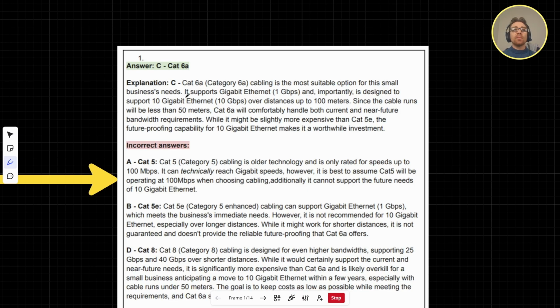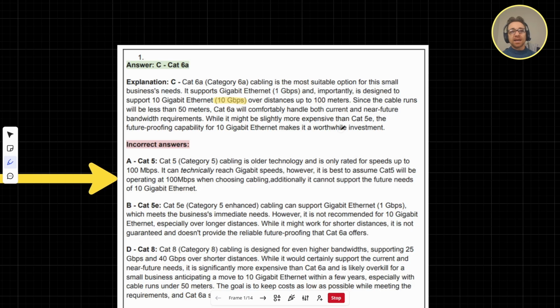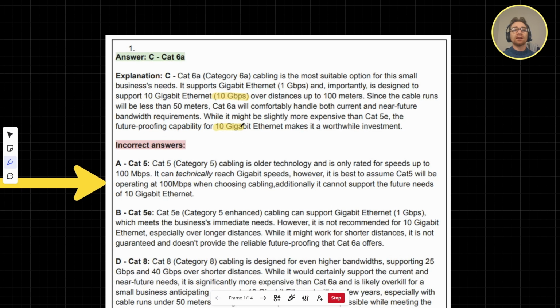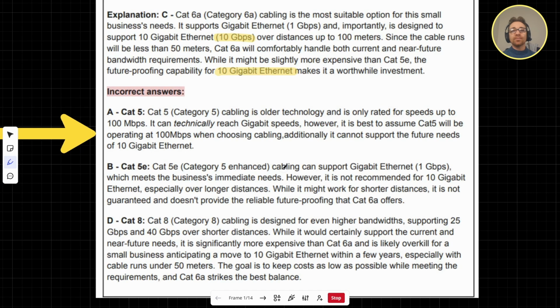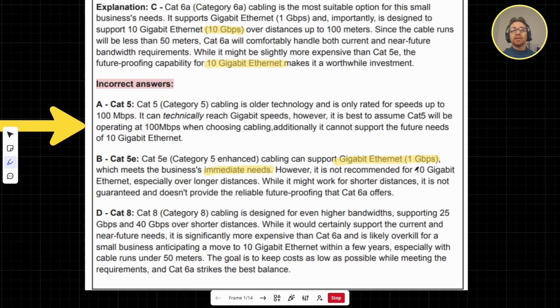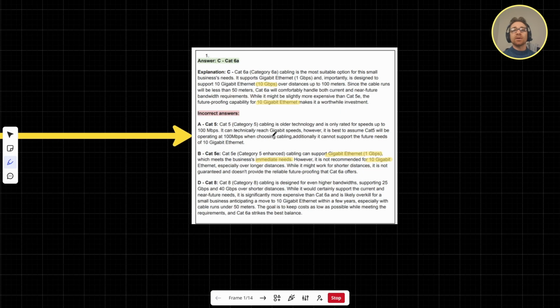They said that they want to make sure that they can have the ability to upgrade to 10 gigabits per second, all right? Now, Cat6a does meet this requirement, while Cat5e does not, right? It does not meet that requirement. It said they wanted to be able to go to 10 gigabit Ethernet speeds if they wanted to. Cat5e would not have allowed them to do that, right? Cat5e can support gigabit Ethernet at 1 gigabit per second, right? It's their immediate needs, but they said they wanted to be able to expand to 10 gigabit per second.